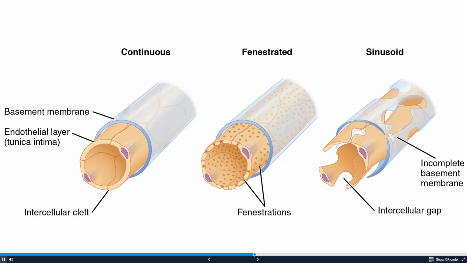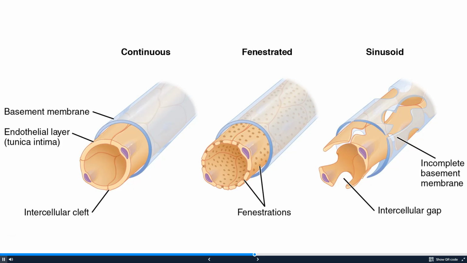And then when we get to the most leaky capillaries, we're talking about the sinusoidal capillaries. Those are going to have wide intercellular gaps. The fenestrations of the fenestrated capillary aren't really present, but that's not a big deal because the wall is so leaky. And then the basement membrane is incomplete. So there's actually a way for things to just leak right out of the blood and into the surrounding tissue.